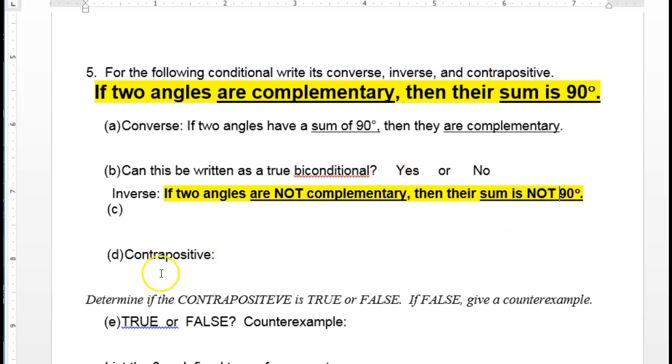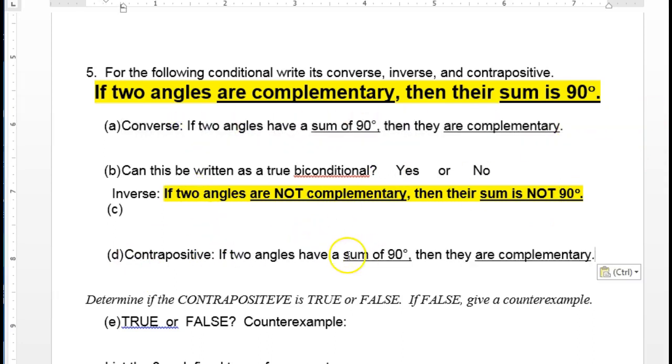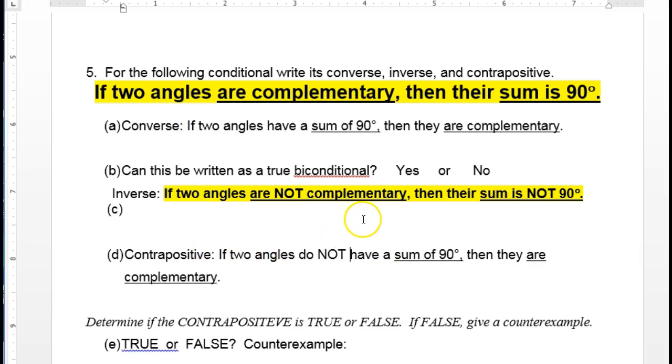For contrapositive, I can just take the converse, which is switched, and I can put in nots. If 2 angles do not have a sum of 90 degrees, then they are not complementary. That's all the contrapositive is. I take the one that was switched and I put in the nots. That's it. All right, now let's go and answer the extra questions.